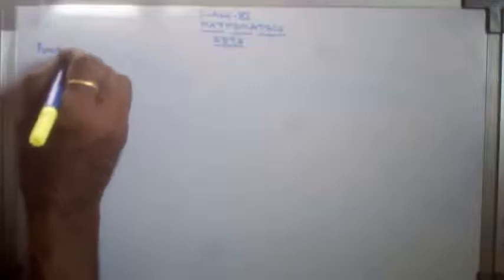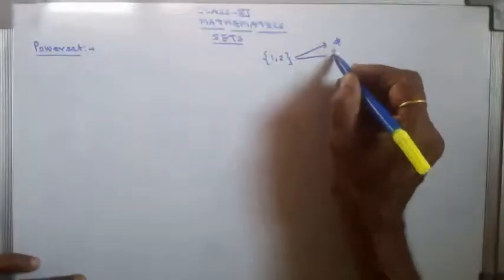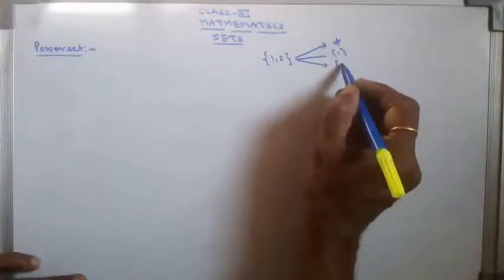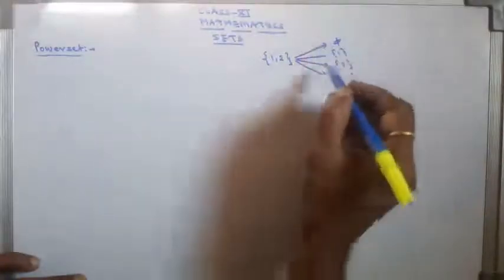See, students, power set. What is a power set? Suppose we have a set containing these two elements. Now this set can have subsets. One can be the empty set. The second subset may be a set containing only 1. The third may be a set containing only 2. And the next subset may contain 1, 2. Now the set of all these subsets is called the power set.